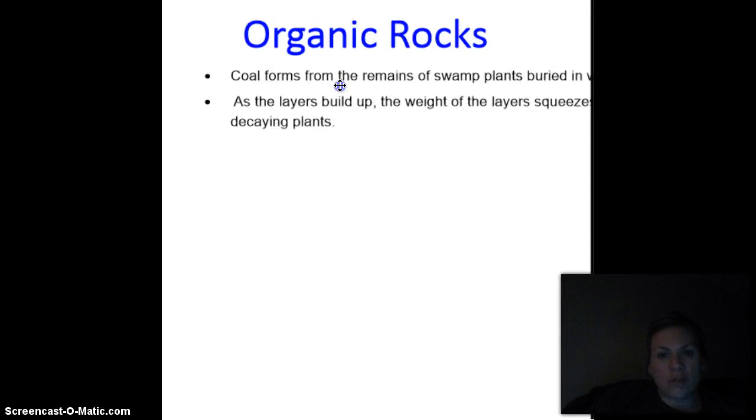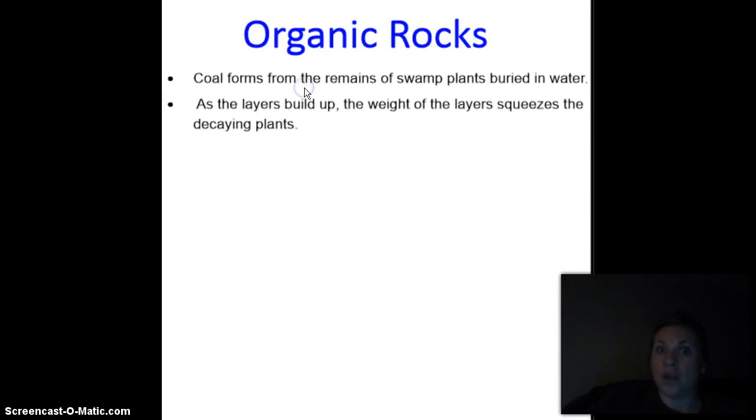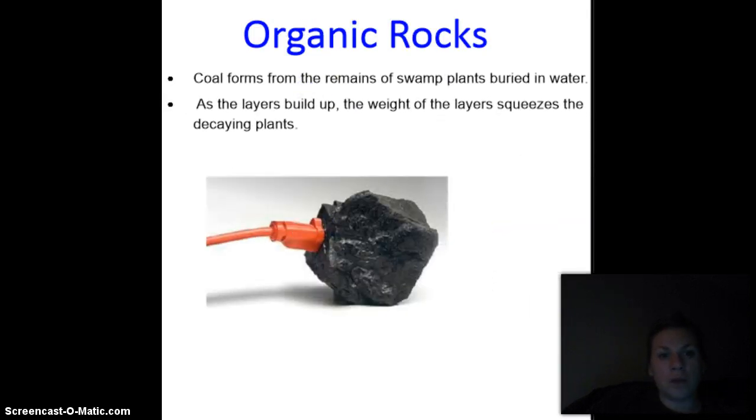Coal forms from the remains of swamp plants buried in water. Eutrophication. As layers build up, the weight of the layers squeezes the decaying plants and just basically purifies it. And so then, like that shale rock with that fossil you can see in class, you literally have the imprint and the pieces of that plant inside a rock. Coal is going to compress and create this natural resource that we use to actually burn and create heat in our homes. Now, if you pressurize coal even further, that's when you get diamonds.